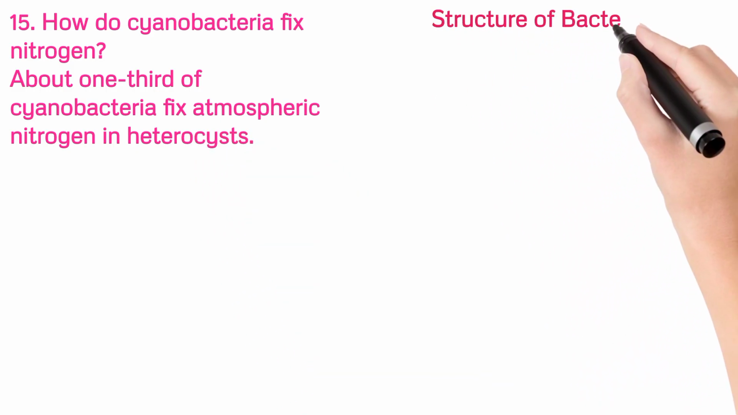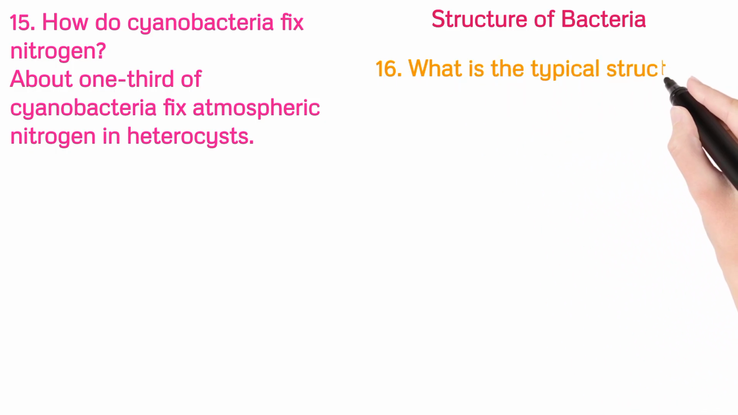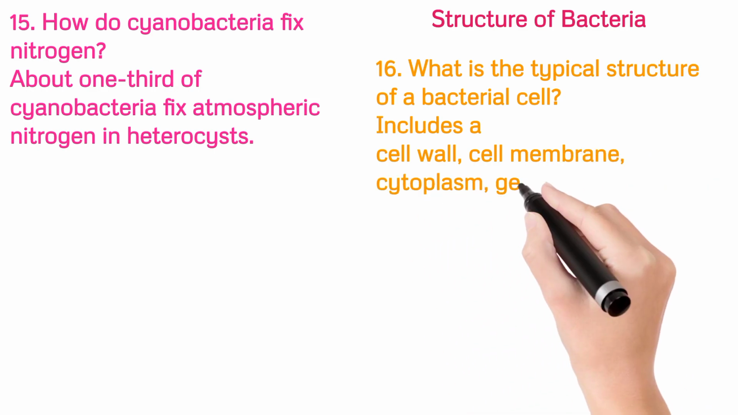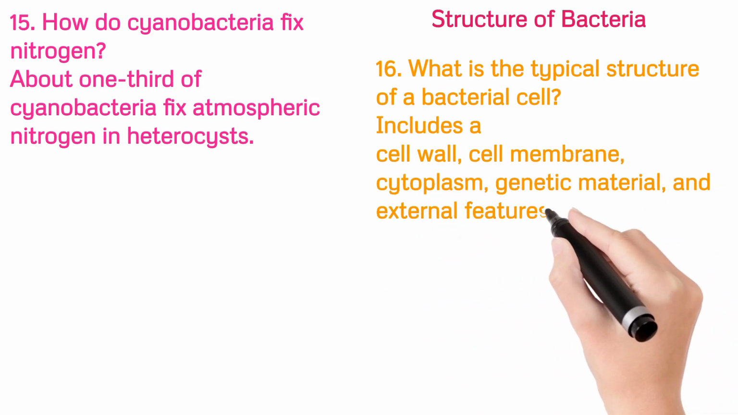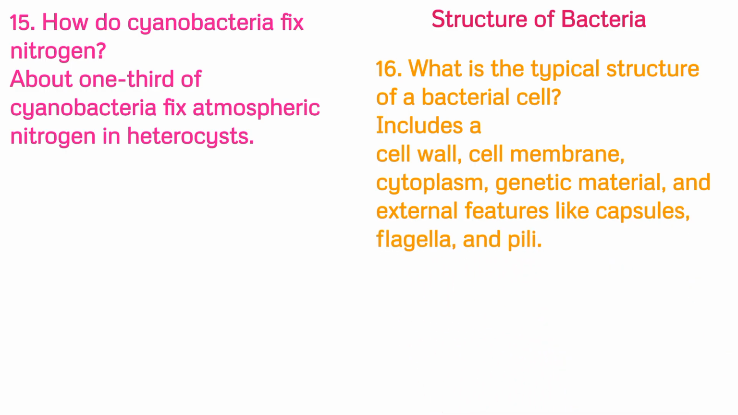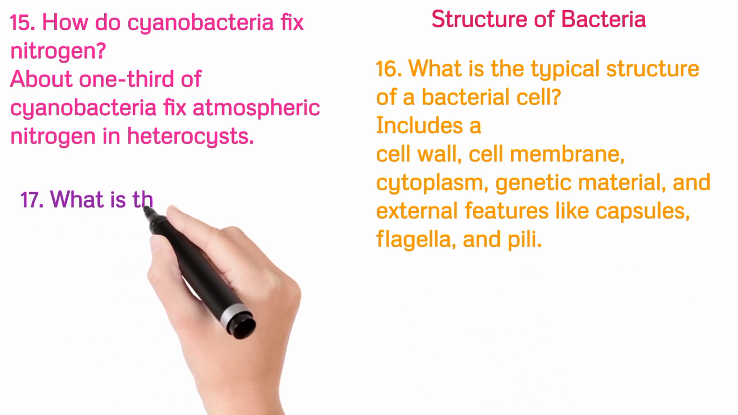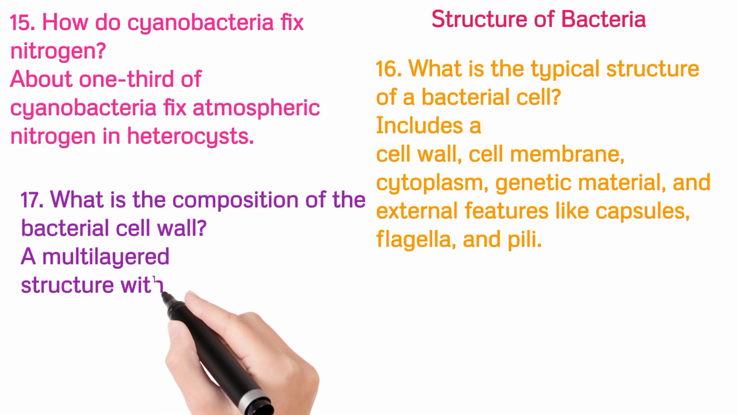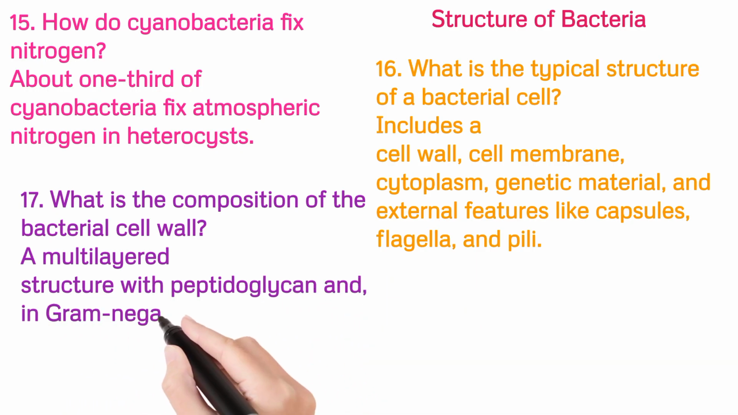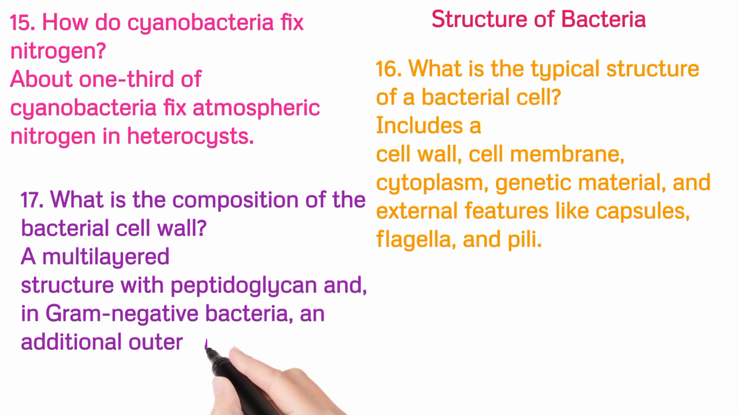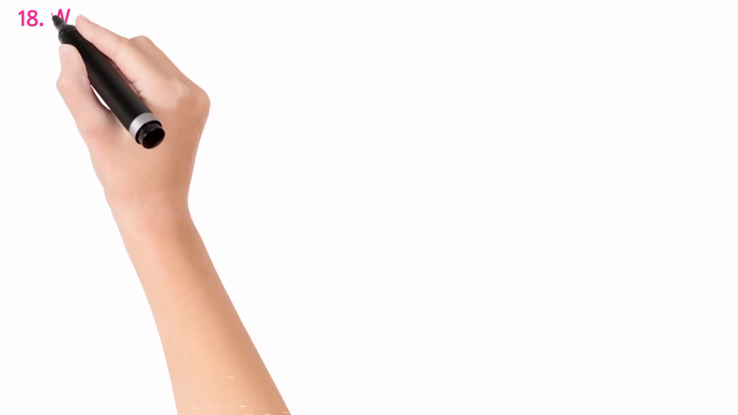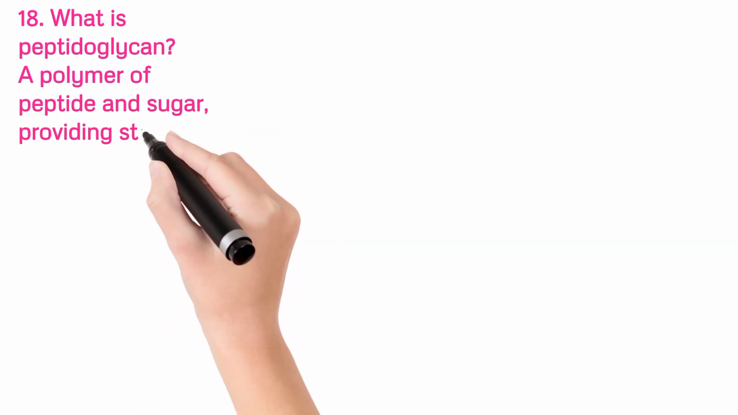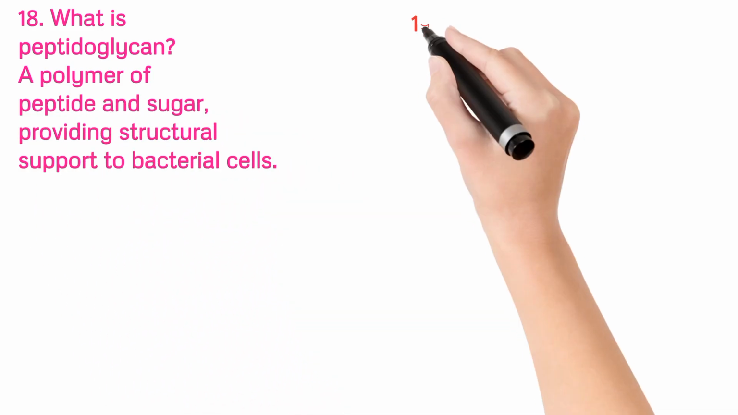Structure of bacteria. 16. What is the typical structure of a bacterial cell? Includes a cell wall, cell membrane, cytoplasm, genetic material, and external features like capsules, flagella, and pili. 17. What is the composition of the bacterial cell wall? A multilayered structure with peptidoglycan, and in gram-negative bacteria, an additional outer membrane. 18. What is peptidoglycan? A polymer of peptide and sugar, providing structural support to bacterial cells.